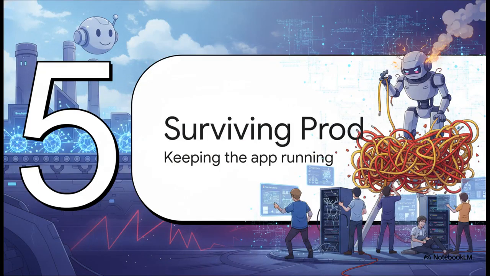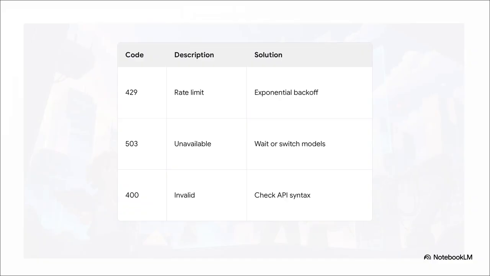Let's move to Section 5, surviving production and troubleshooting, keeping the app running. The honeymoon phase of prototyping is great, but surviving production? Yeah, that's another story entirely. Every startup eventually hits roadblocks when scaling to hundreds or thousands of users, and you need to know how to troubleshoot the pragmatic realities of running AI in the wild.